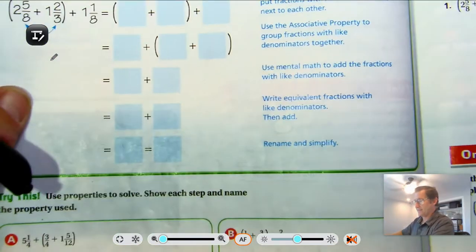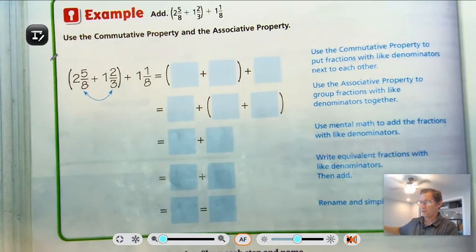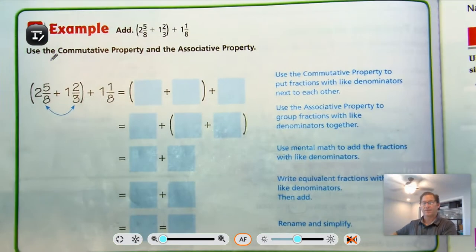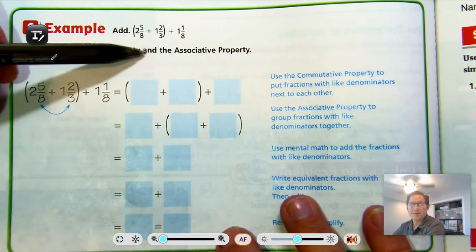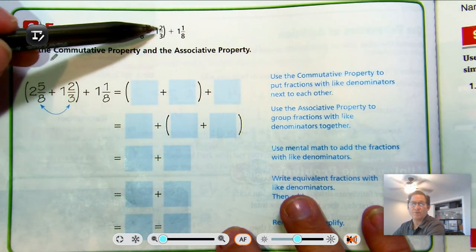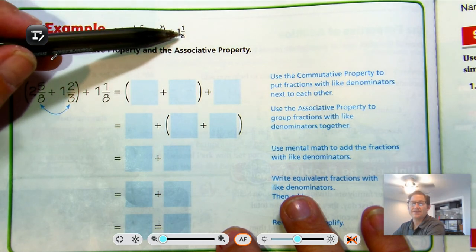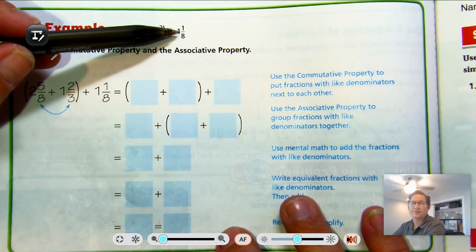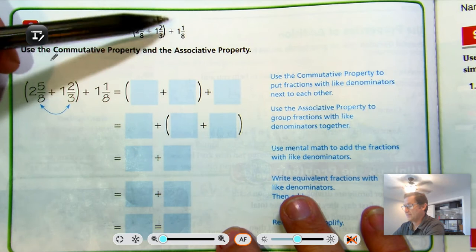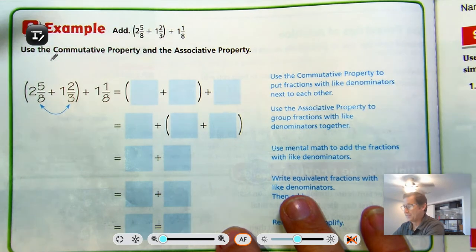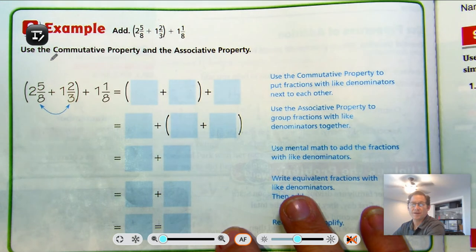All right, 296. Here's another example. So we're going to add this problem. The sum of 2 and 5/8 and 1 and 2/3 added with 1 and 1/8. Or you can read this as 1 and 1/8 added to the sum of 2 and 5/8 and 1 and 2/3.